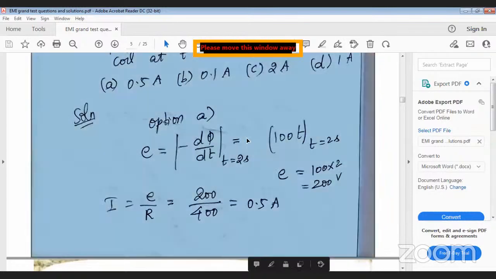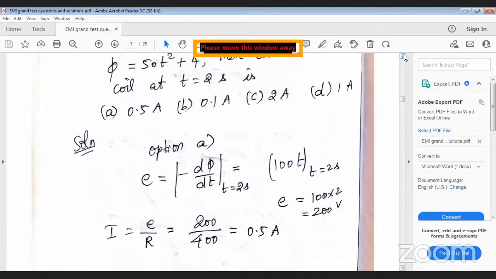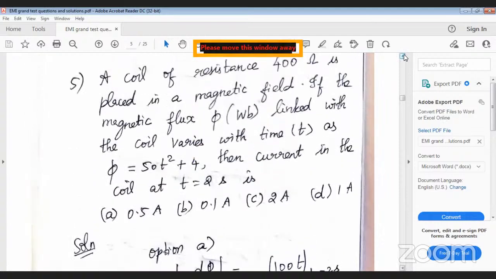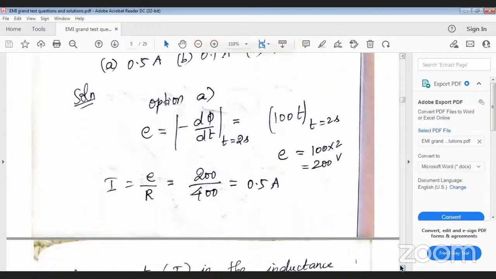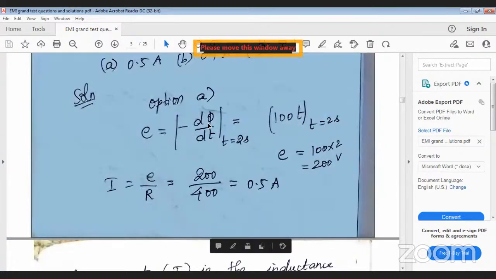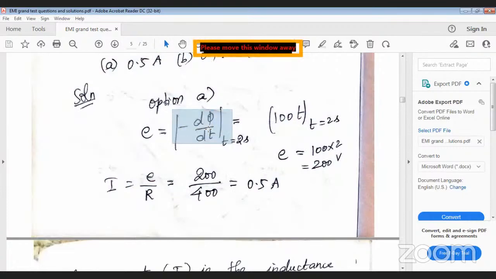So here they have asked us to find the current in the coil. All the options are positive, all the answers are given in positive. So for induced EMF, you can neglect the sign here. Then only you will get a positive value of current, because I equal to E by R. So you can take the magnitude of the EMF at t equal to 2 seconds.